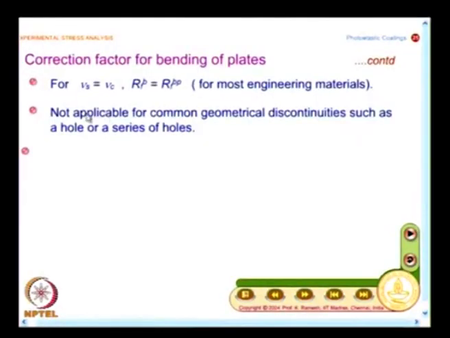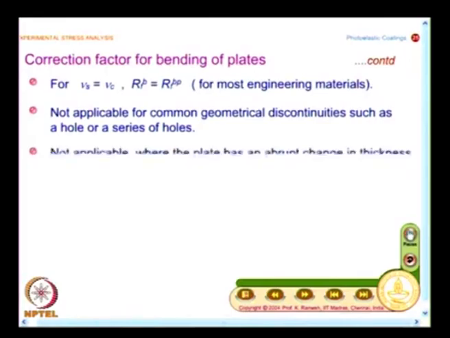And I had already mentioned that whatever the correction factor that we do, they are not meant for common geometrical discontinuities such as a hole or a series of holes. It is also not applicable when the plate has an abrupt change in thickness. And what is a via media? What I have to do is put a thick coating and find out which are all the stress concentration zones, remove the coating, put a thin coating in those regions where you want to find out the stress concentration area. So, you do not need a correction factor for analyzing those regions where you have stress concentration.